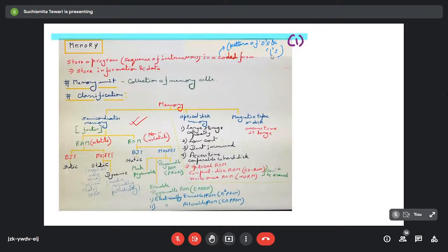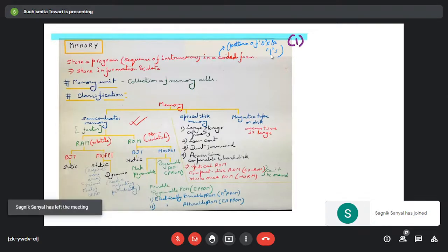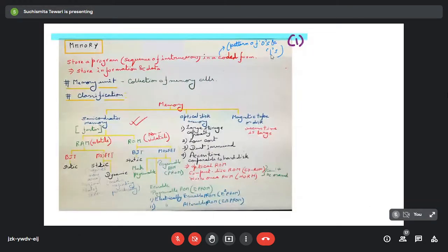Now what are we storing? We are storing either some data or a program. Program means obviously some sequence of instructions, and since we are dealing with digital electronics and the computer understands only zeros and ones, the entire program is written in a coded form. What is the coded form? Nothing but a pattern of zeros and ones. So a memory unit stores information, data and programs.